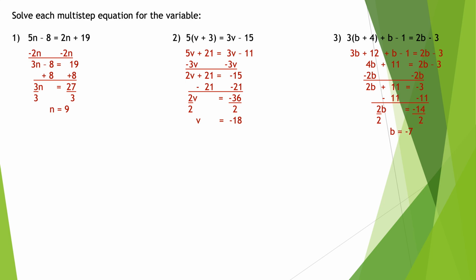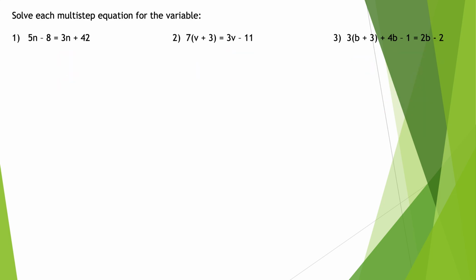Booyah! That is correct. So just remember, in that middle one, it should be v equals negative 15, not negative 18. Ding, ding, ding. Negative 15, not negative 18. Okay. Next up, there you go.